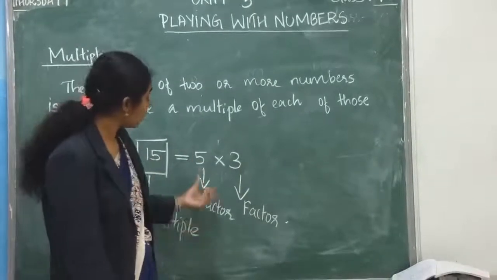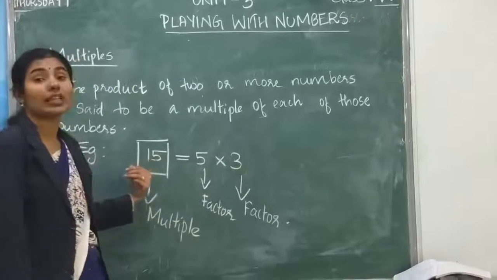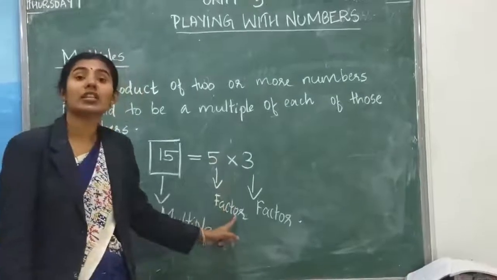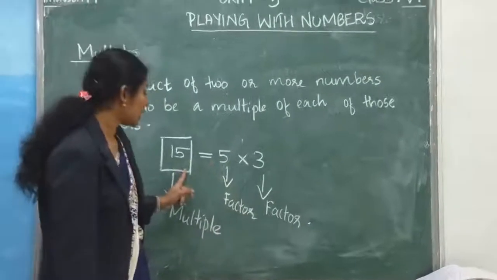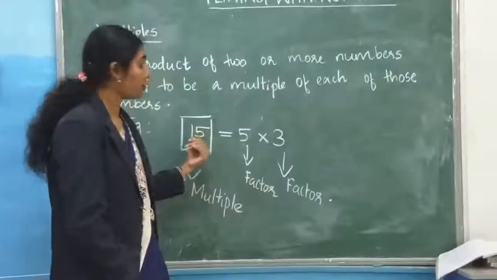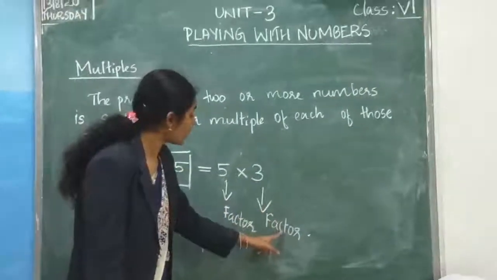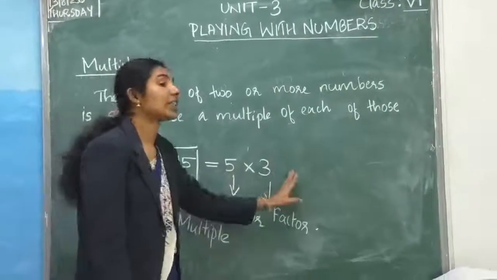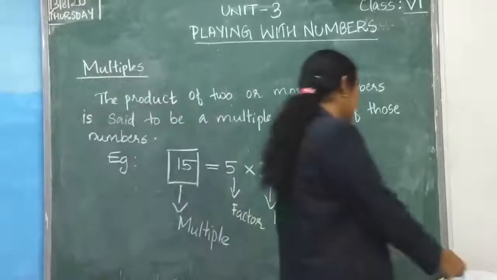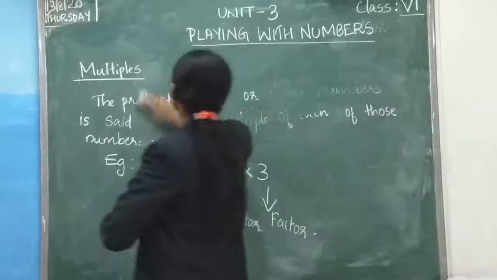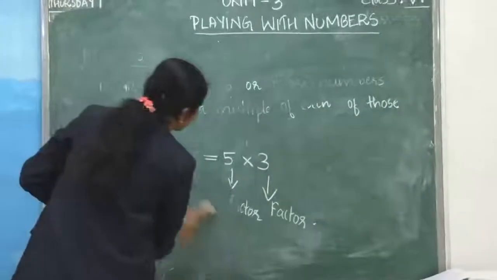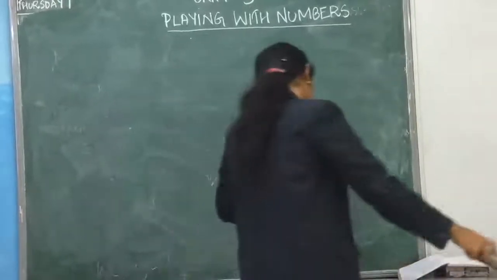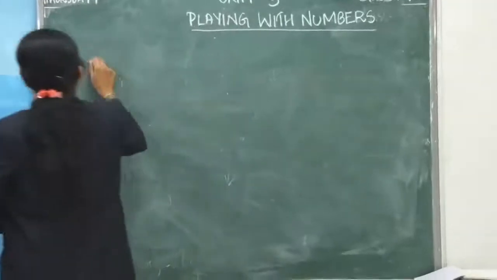Same way, when you multiply 5 and 3, you get the product 15. Each number you multiply, you call a factor. So 5 is a factor of 15, and 3 is a factor of 15. Understood? So 15 is the multiple, and 5 and 3 are the factors. Like this, there are many sums you should do. First question, write all the factors.